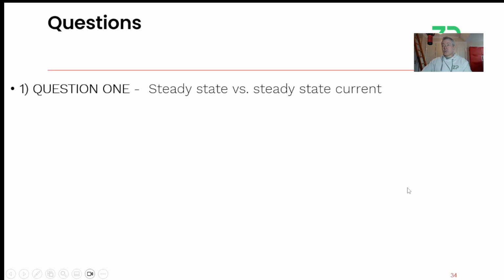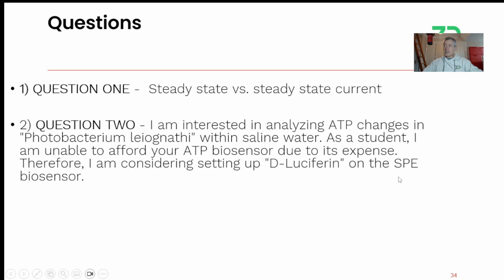So I'd suggest that you get a professional connector, I'm afraid, at a minimum, which I'm now suggesting. So question number one, steady state versus steady state current. When people use the term steady state, they're probably more referring to steady state mass transport, when you've deliberately created a situation where the solution is constantly arriving at the electrode, which then leads to steady state current.